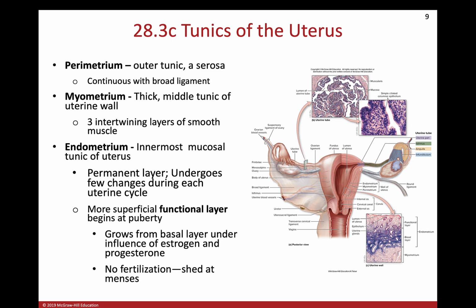Now, we want to address the tunics of the uterus. First is the perimetrium. This is the outer tunic, the serosa. It's continuous with the broad ligament. I generally don't address this layer to a great extent.